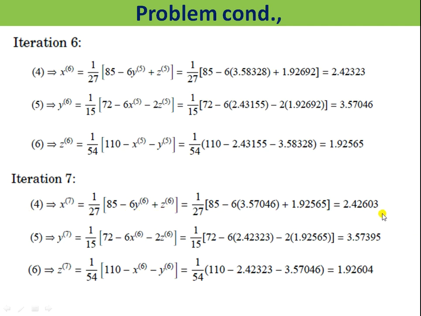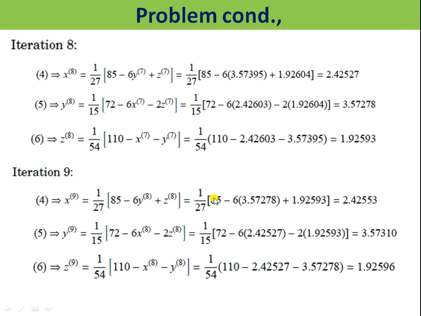It gives 2.42603. Y7 gives 3.57395. Z power 7 gives 1.92604. Again, I need to go for the 8th iteration.